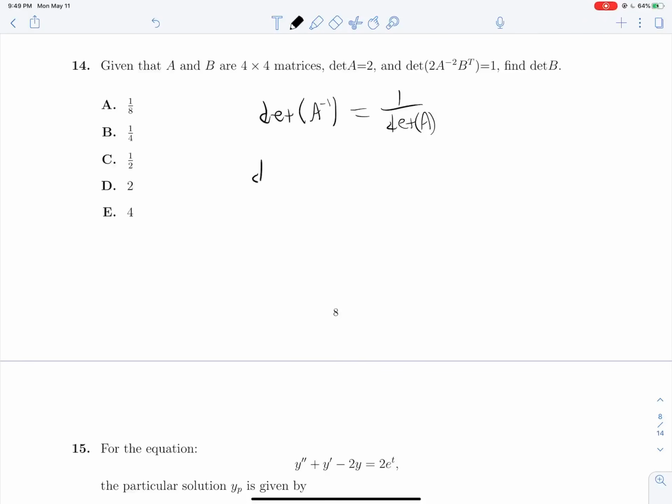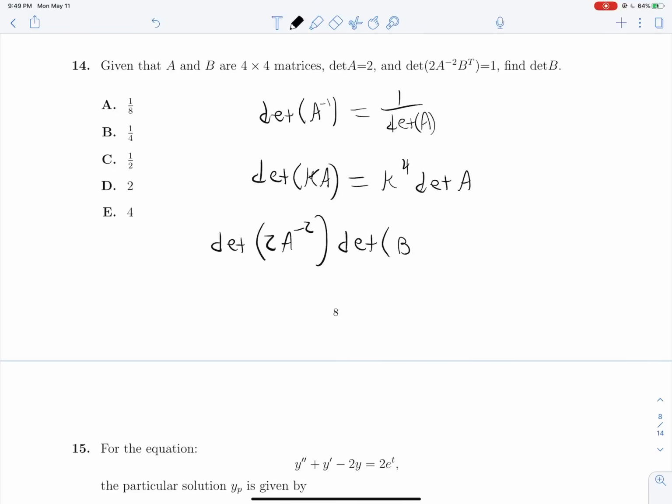We know that the determinant of Ka, where K is some constant, is equal to K to the n times the determinant of A, where n is the number of rows or columns in our matrix, so in our case that will be 4. Okay, let's start rewriting things. The determinant of 2a to the negative second power times the determinant of B transpose is equal to 1. I'm just applying that first rule that I wrote out and then erased.